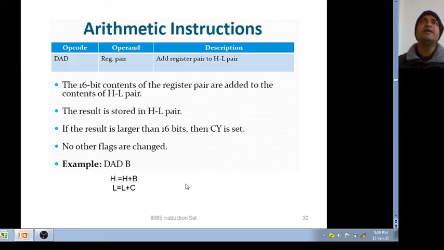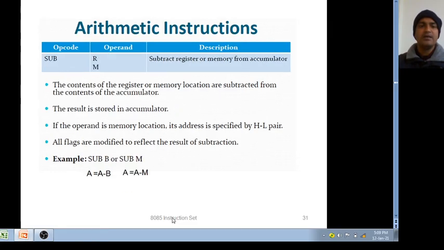Similarly, DAD D, what will it do? It will do HL equals HL plus DE. Okay, you have to remember the default register pair is always HL in case of 8085. Next, subtraction. Just like ADD, there is SUB R. It means A equals A minus R. Okay, similarly SUB M. It means A equals A minus M.